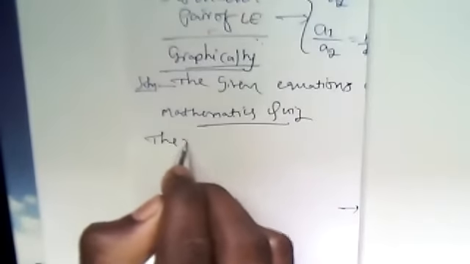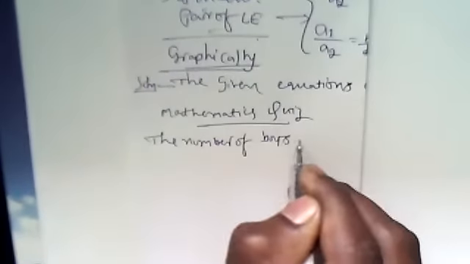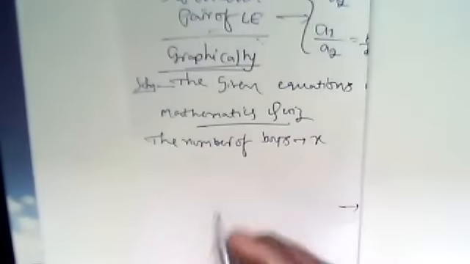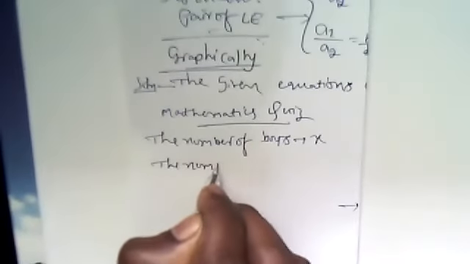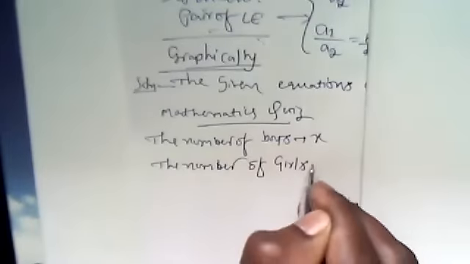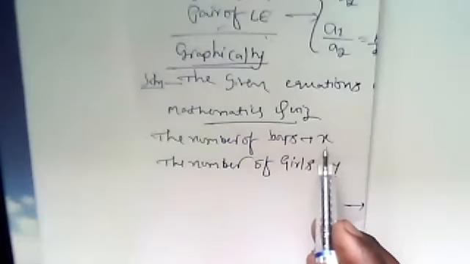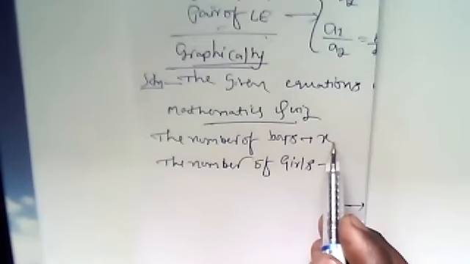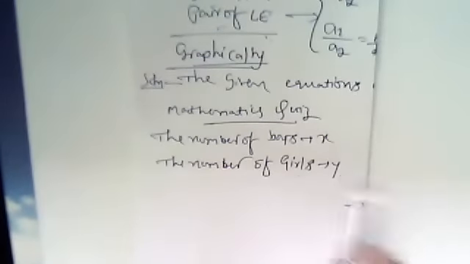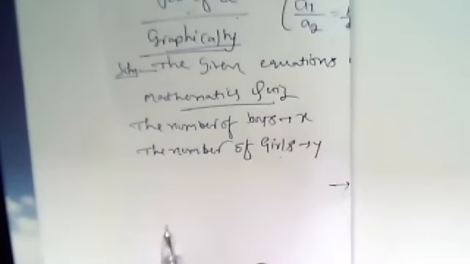Okay, first what we should write: the number of boys is x, the number of girls is y. Okay, we don't know. Number of boys participating in the quiz, it is x, and the number of girls, it is y. Now you should tell me the linear equations. What is the first linear equation?